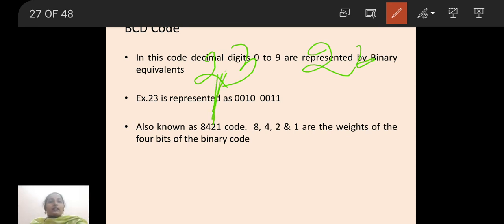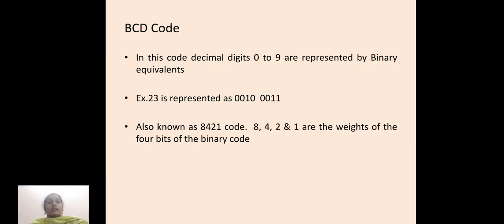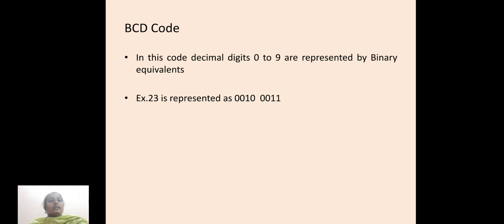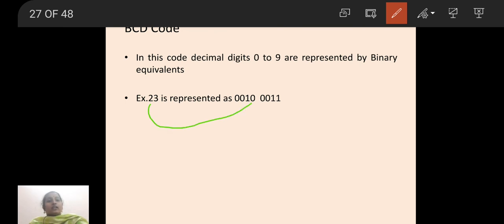A specific weight is assigned to 2 in decimal, but here no weight is assigned to 2. For example, here it is 1, 2, 3. In decimal it is 123, but here 1, 2, 3 only. So no specific weight is assigned. 23 is represented as 0010 0011 in binary, because 2 is equal to 0010 and 3 is equal to 0011.